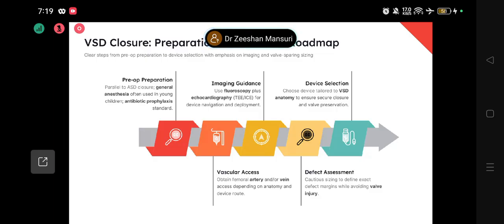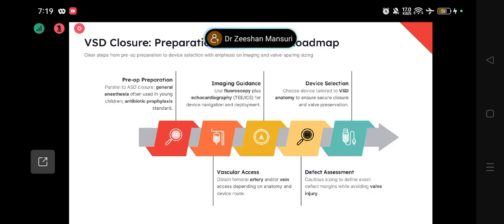Then fluoroscopy and transthoracic echocardiography. Vascular access for VSD: you will require both accesses, femoral artery and femoral vein, sometimes on the same side or the opposite side, depending upon the institutional protocol. At our institute, we do the same side, artery and vein.